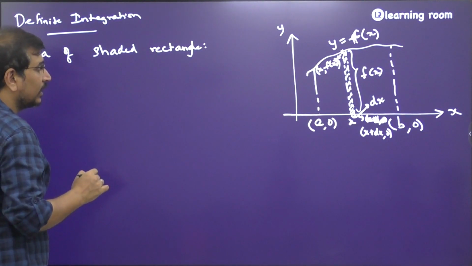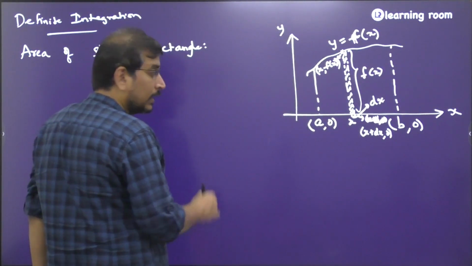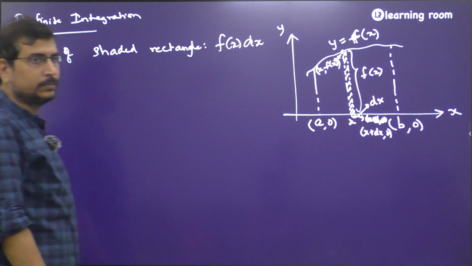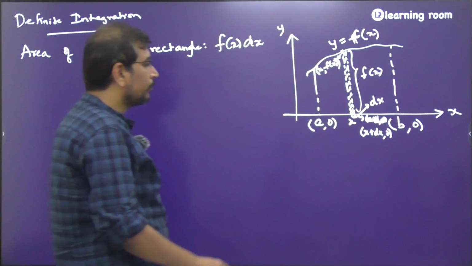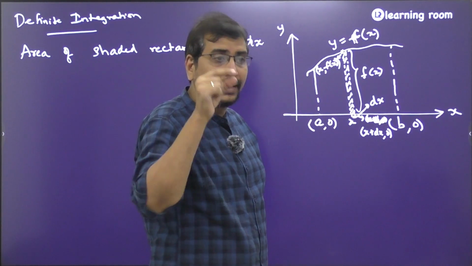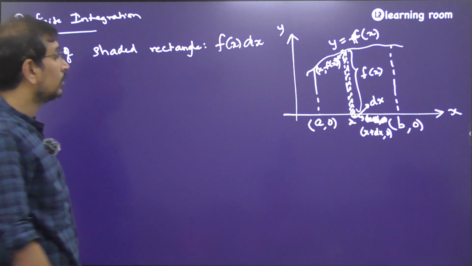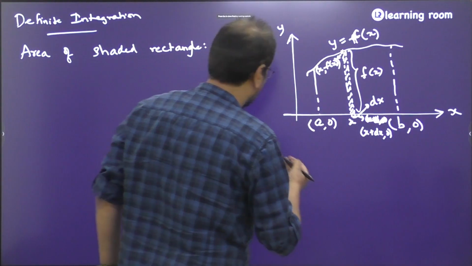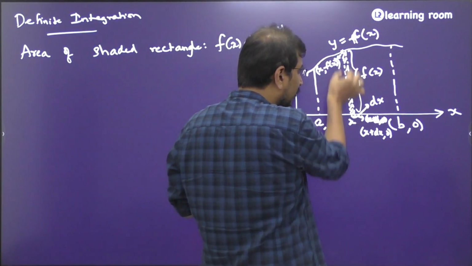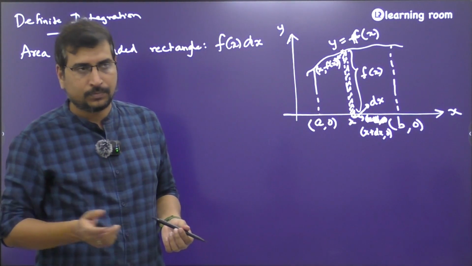So the area of the shaded rectangle is equal to f of x into dx. Can I write it like that? Now, how many such small rectangles can I find between the points A and B? Like this, f of x into dx, how many such thinnest rectangles can you find between A and B? You're going to have infinite such, right?